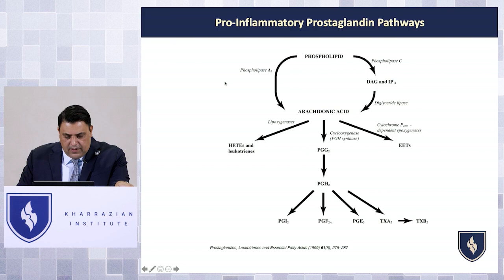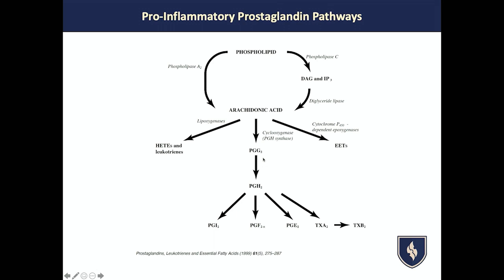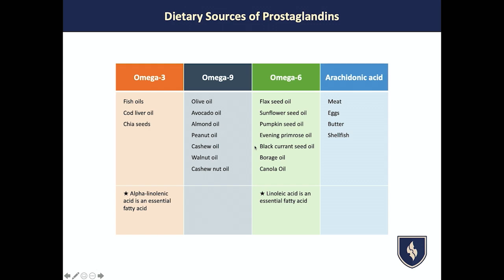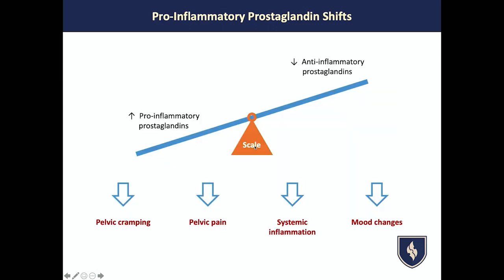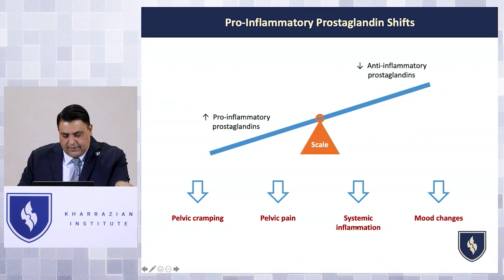Okay, and if you look here, you can see, for example, the arachidonic acid pathway gets activated, prostaglandins get activated, the thromboxanes get activated. The thromboxanes cause clotting, they cause vascular pain. Arachidonic acid directly activates nociceptors. Prostaglandin E2 directly activates nociceptors. So if they have that diet with the wrong kind of fats, they can definitely start to have increased pain. Pelvic cramping, pelvic pain, systemic inflammation, even mood changes take place.